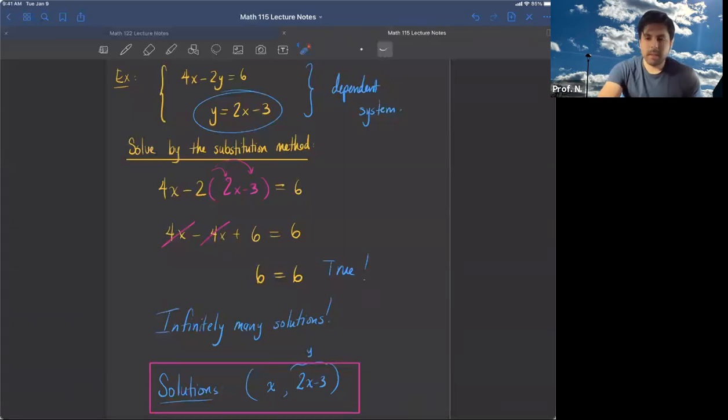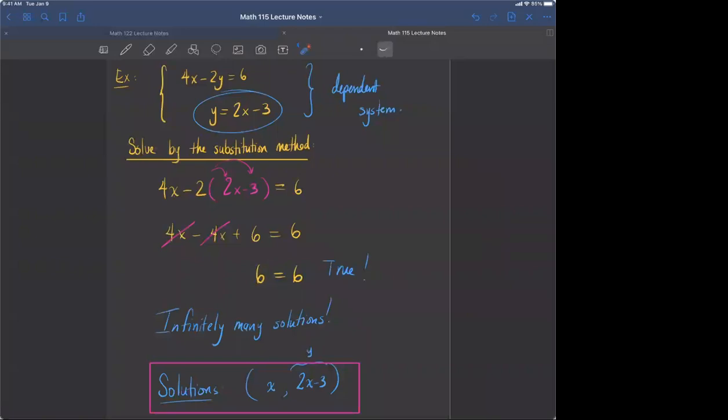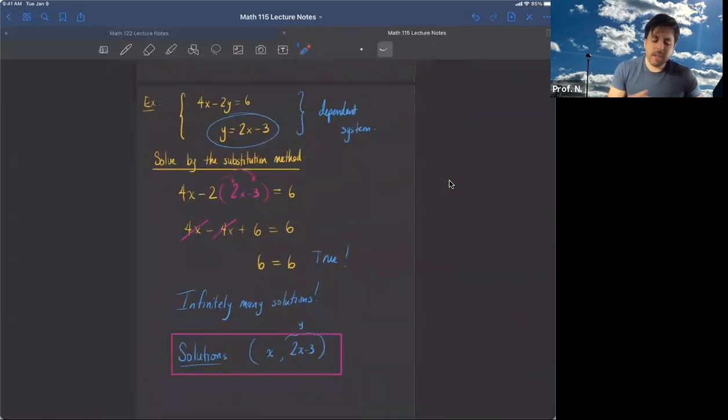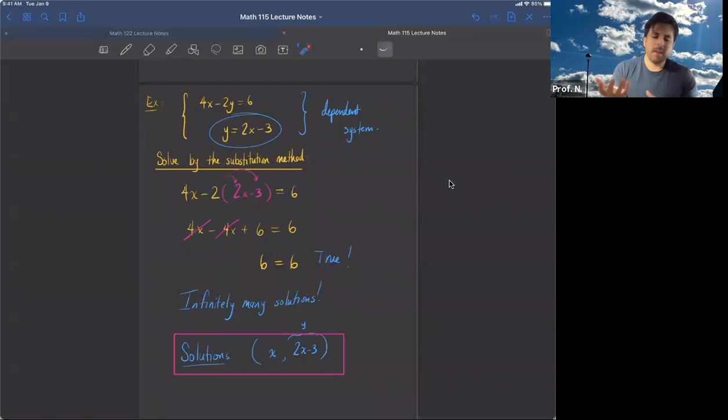Emil, yes, please ask. You said, wait, so how did you get to the solutions x comma 2x minus 3? Right, so it's just a way to express what the solutions are. If I'm solving a system of equations, and I found in my procedure that I get a true statement where all the variables disappear, the conclusion is that there must be infinitely many solutions.